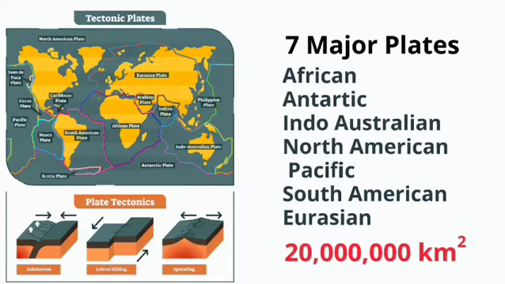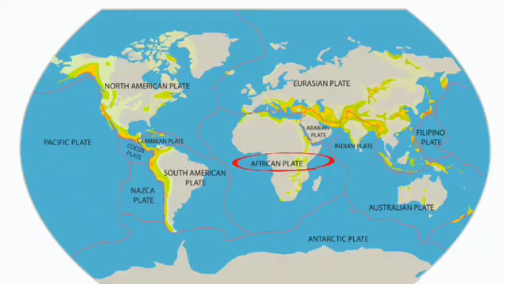The 7 major plates are the African plate. This plate is flanked by the Red Sea Rift, where the Arabian plate is moving away from the African plate. The Antarctic plate. Antarctica has few underwater volcanoes and earthquakes rarely occur in Antarctica.